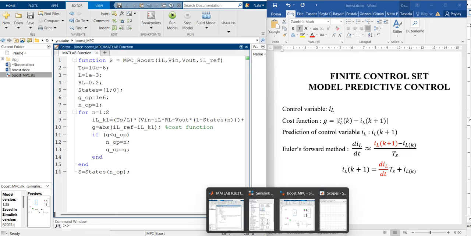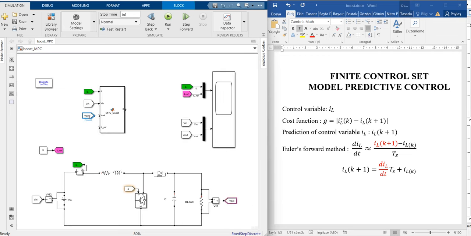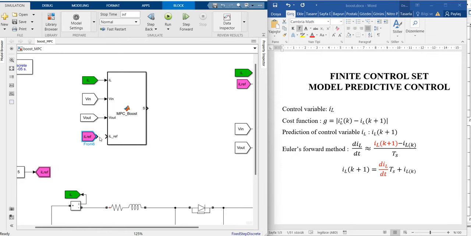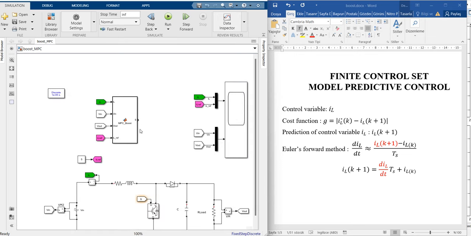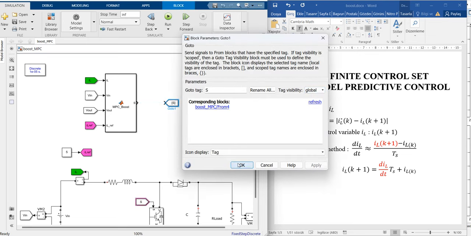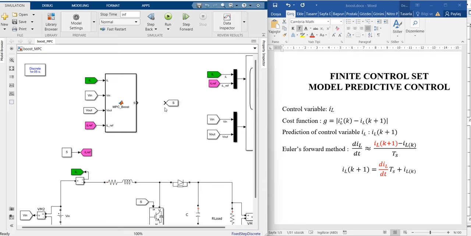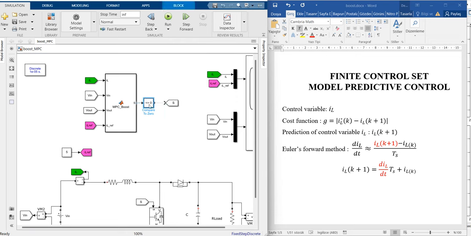Okay, now I'm returning back to SEPIC. We have to put the required, measured, and reference variables in. This is the reference value, and at the output of the model predictive control, we will get the switching state directly. We will not use any modulation strategy. It will generate the switching position directly, and we can put some logic here to convert it to Boolean type.